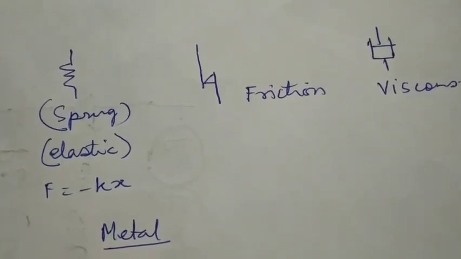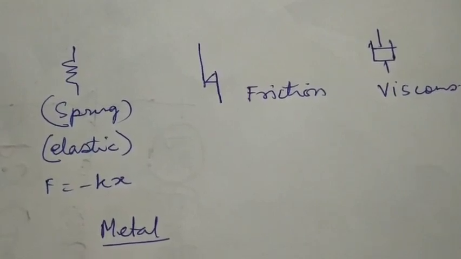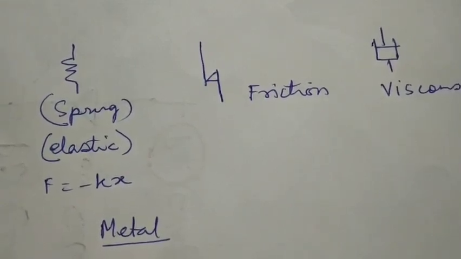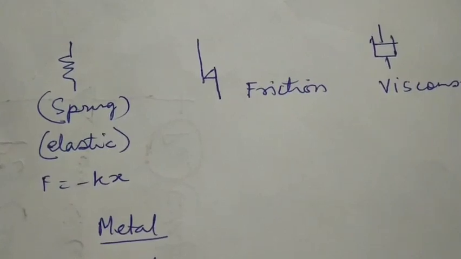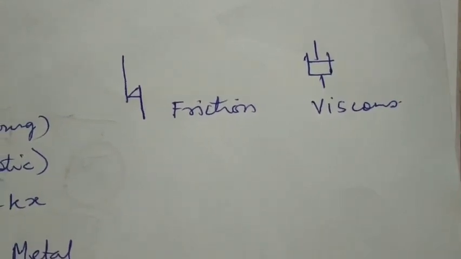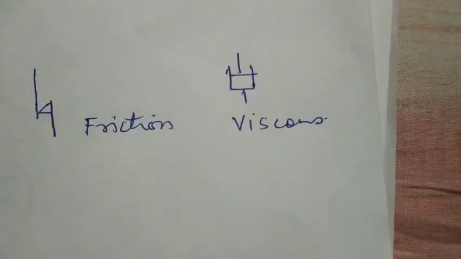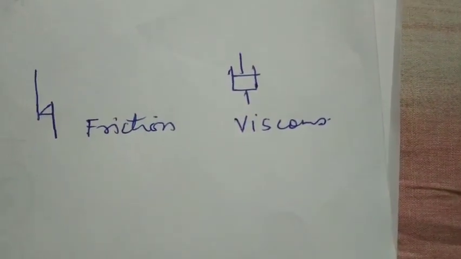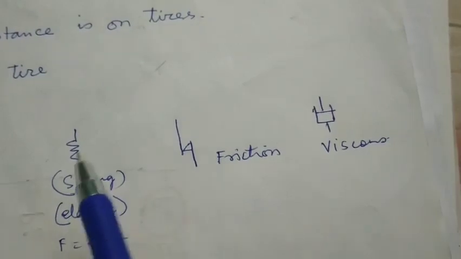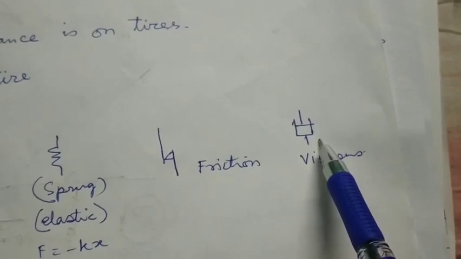For example, if we have springs, then springs are elastic. If you load it and unload it, there is a certain way in which the spring will move. The force and the stress and strain diagram will be a certain pattern. And if we have friction, there is a certain formula for that. And if we have a force because of the viscous fluid, then we have a certain symbol. So these are the symbols which are used for elastic, friction, and viscous forces.